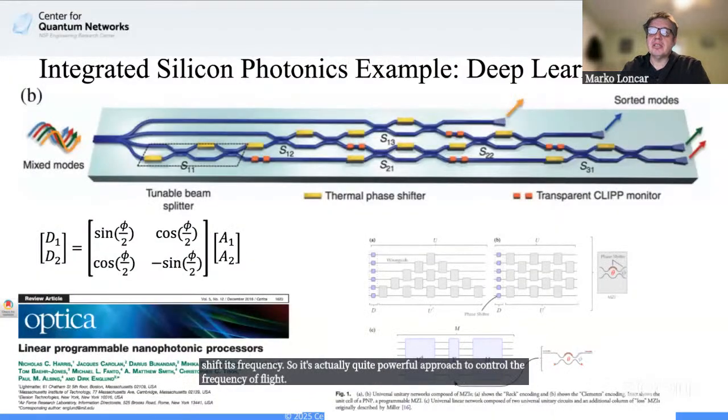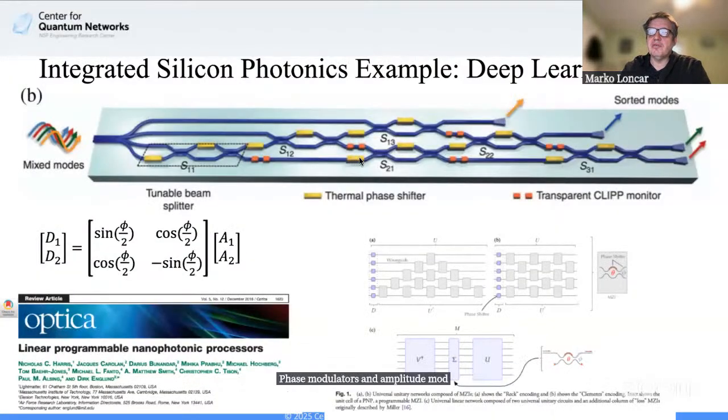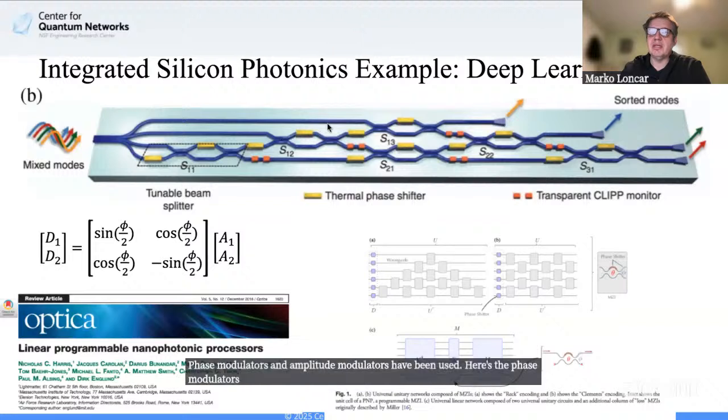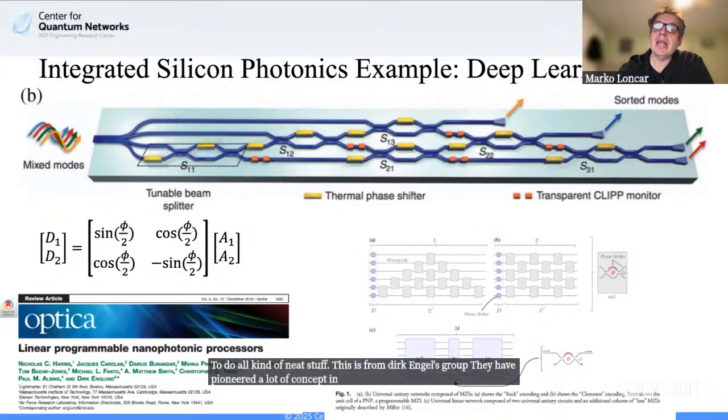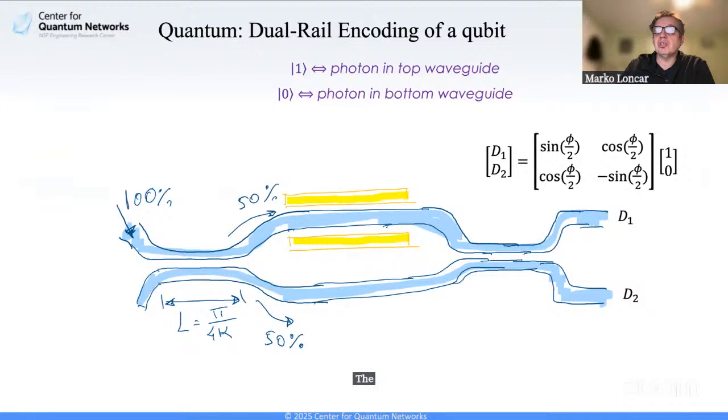Phase modulators and amplitude modulators have been used, here are phase modulators, here are amplitude Mach-Zehnders, to do all kinds of neat stuff. This is from Dirk Englund's group. They have pioneered a lot of concepts in classical computing, these machine learning type approaches in photonics. Basically, there are also a few companies that are commercializing them as accelerators for computation.